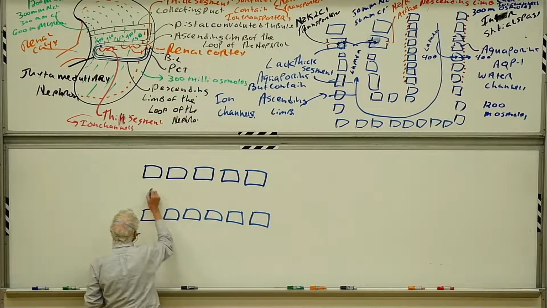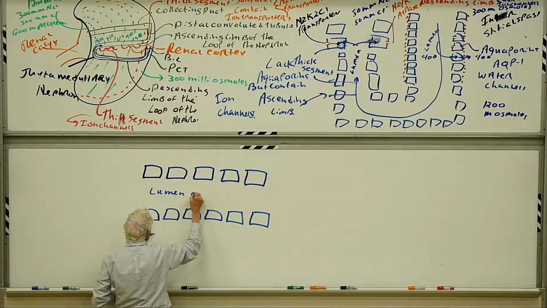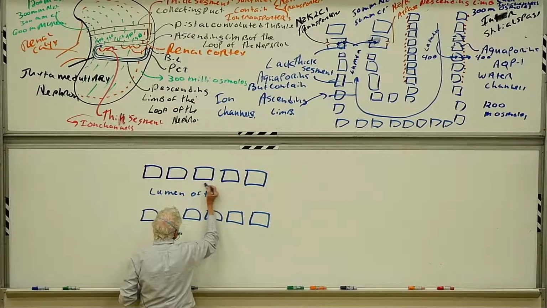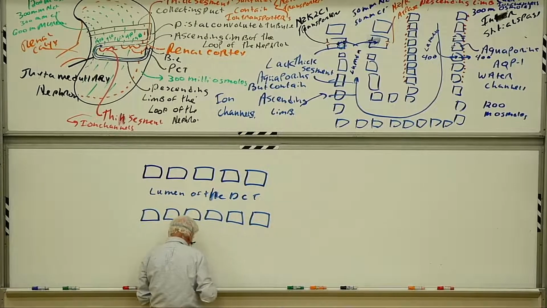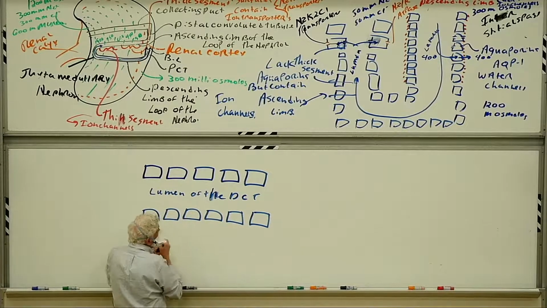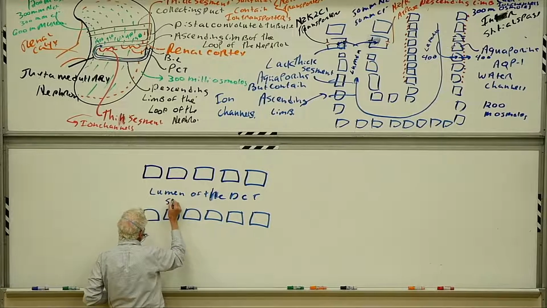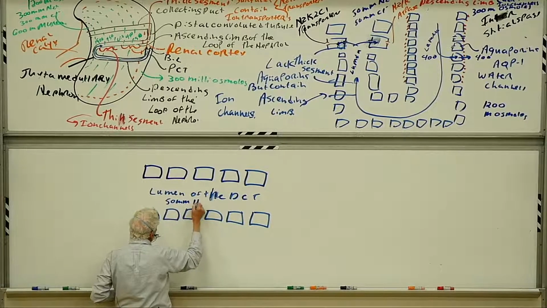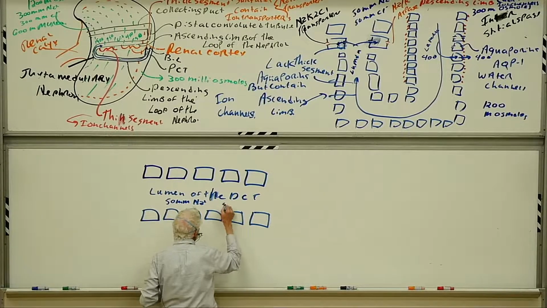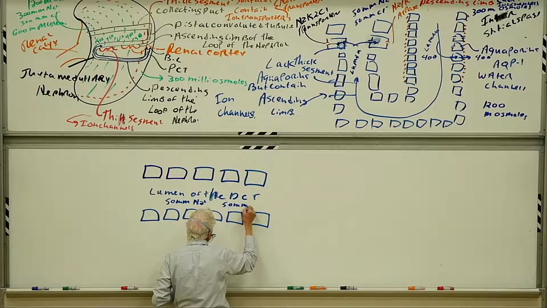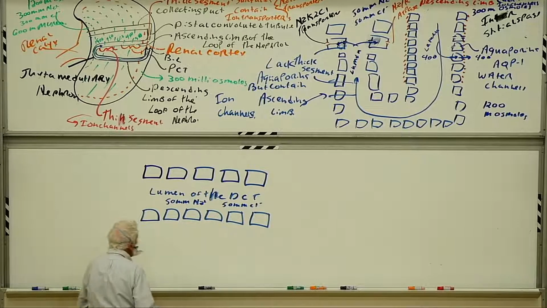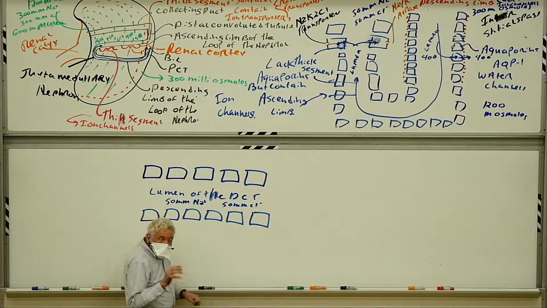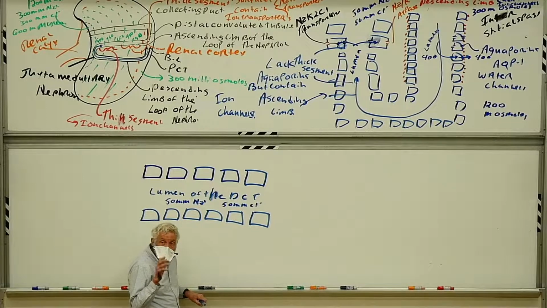So this is the lumen of the distal convoluted tubule. In the lumen of the distal convoluted tubule, we have about 50 millimolar sodium and about 50 millimolar chloride ions. So it's in the neighborhood of 100 milliosmoles. Now, this is the last place where we can reclaim or reabsorb sodium.